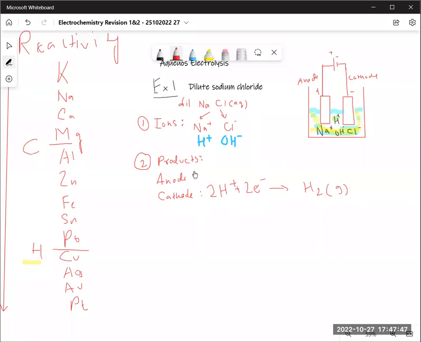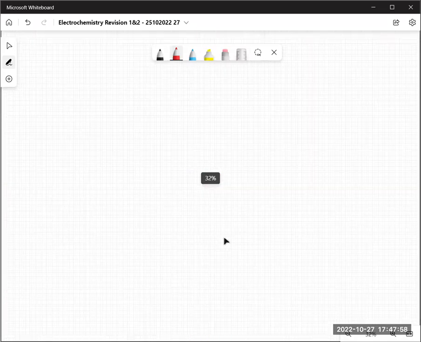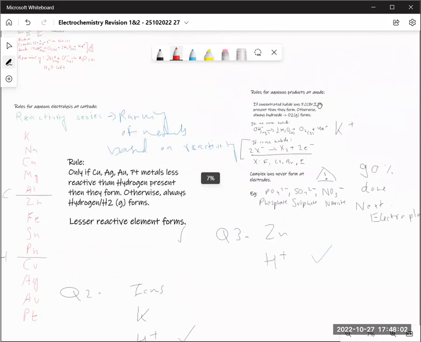Now at the anode, I have dilute NaCl, which means I have Cl minus ion and OH minus ion. Let's look at the rule right here. Niranjana, read the rule.